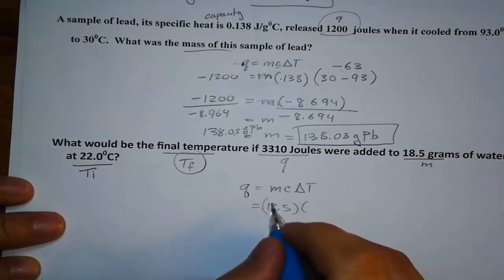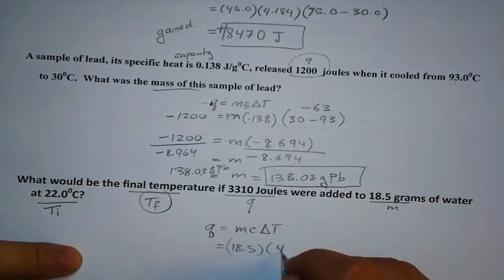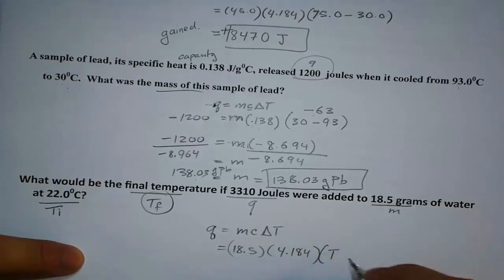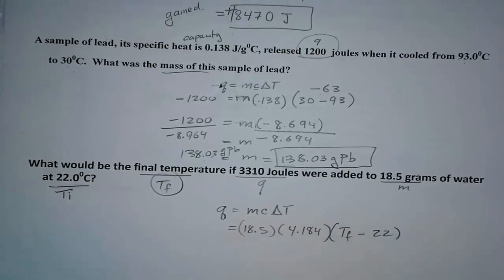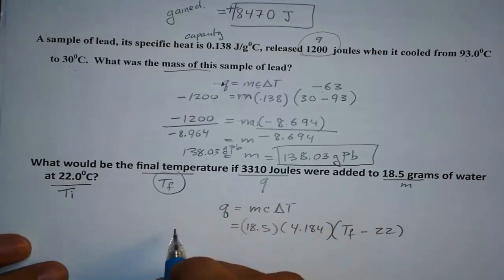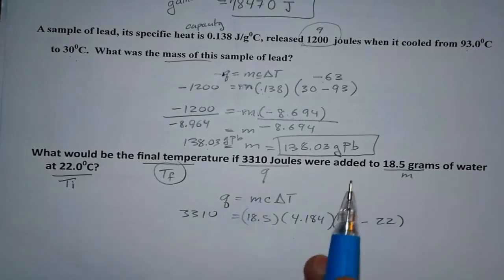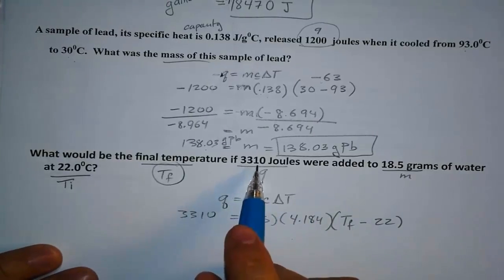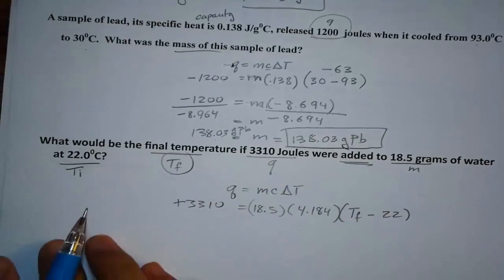And what is our C going to be? We know that C for water is 4.184, which I recommend you remember. And our delta T is Tf minus Ti, and Ti in this case is 22. So can we simplify this? Of course, it's so easy. Well, before that, let's plug in the joules, which is 3310. Well, in this case, do we know if the Q is positive or negative? Well, look at the question. We have 3,310 joules were added. So that means it has to be positive.